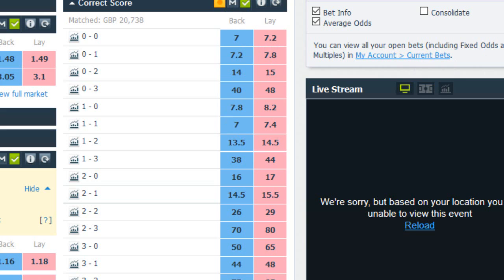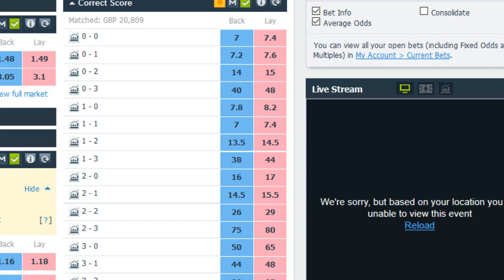People do make an assessment after a match has been playing for a few minutes as to how aggressively the teams are playing and whether or not there's a likelihood a goal is going to be scored. And this is always reflected in the odds drift.